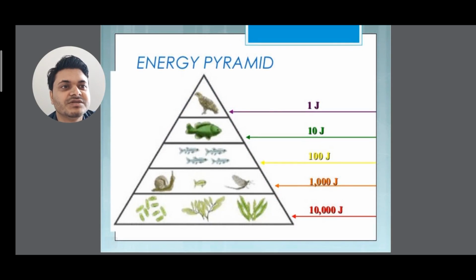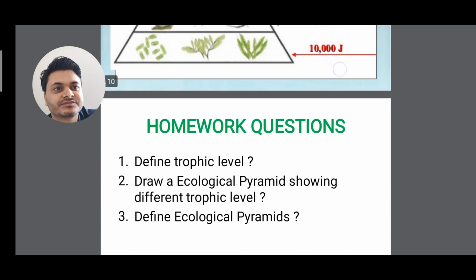So here's one more energy pyramid. You can see they are given in joule format. In the base, 10,000 joule, followed by the next trophic level 1000 joule, followed by the next trophic level 100 joule, followed by 10 joule, and followed by 1 joule, isn't it? See how the energy is being decreased.